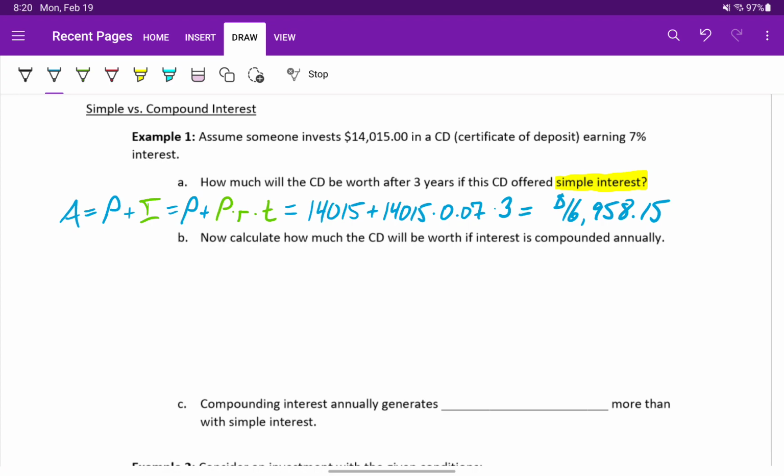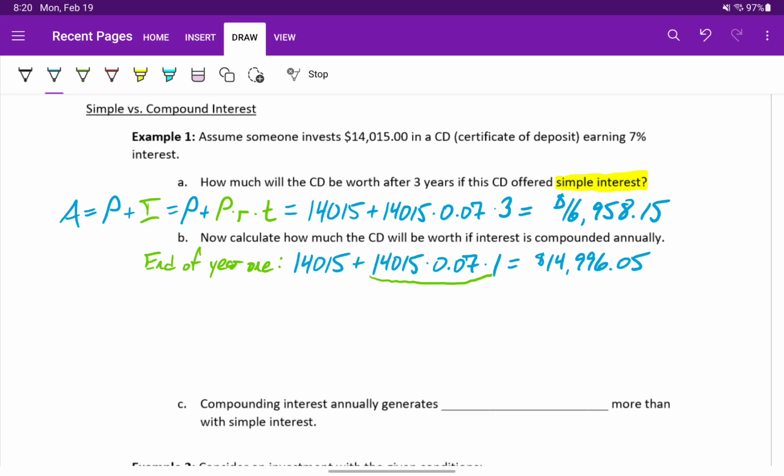In part B, now what we want to do is calculate how much the CD will be worth if interest is compounded annually. To do that, we'll look at how much money would be in the investment after 1 year. To calculate that, we would take our principal of $14,015 plus $14,015 times 0.07 times 1. So what we're doing here is just taking the principal plus interest, using that simple interest formula, over the course of 1 year. So at the end of 1 year of simple interest, we would have $14,996.05.